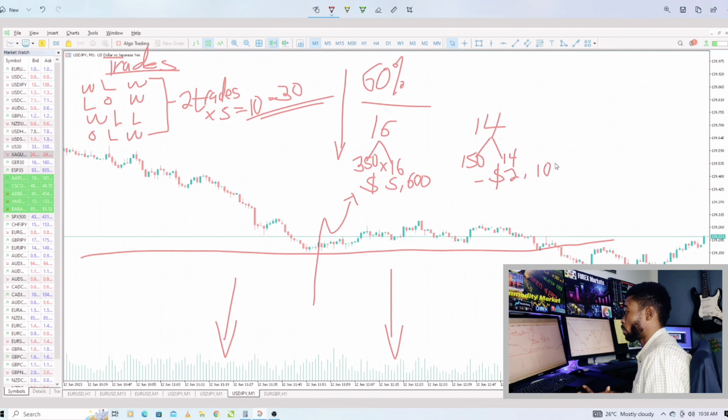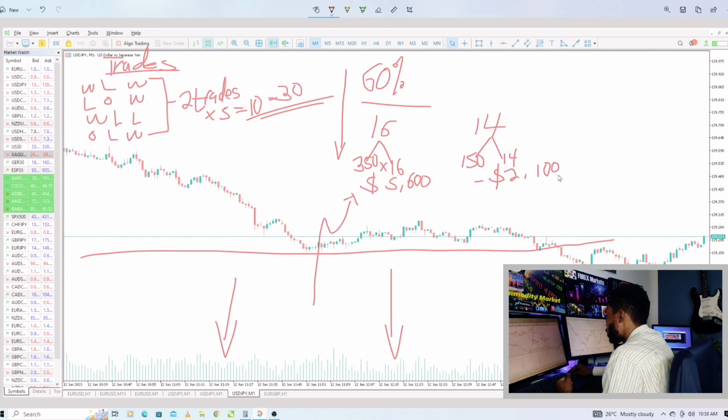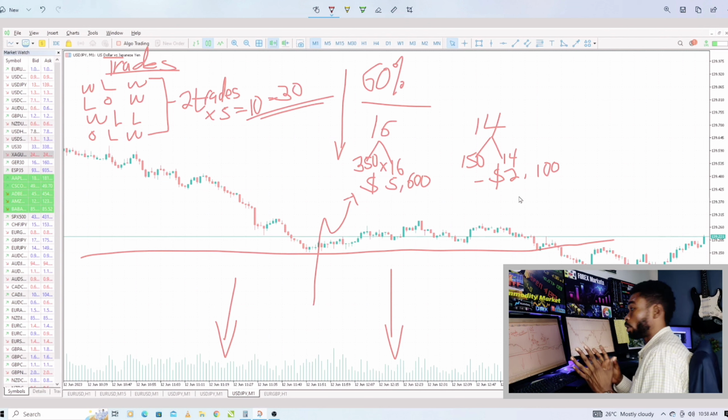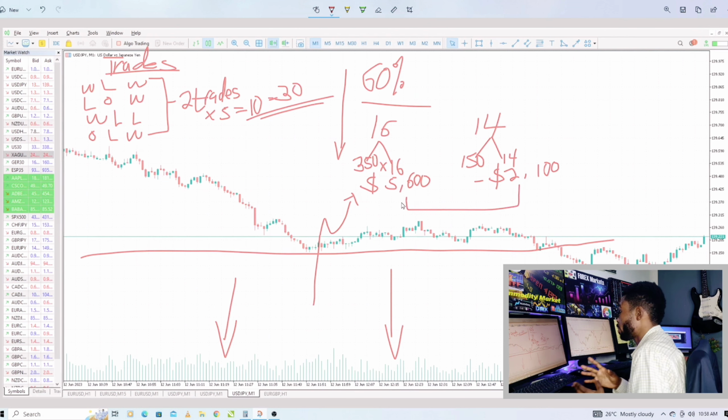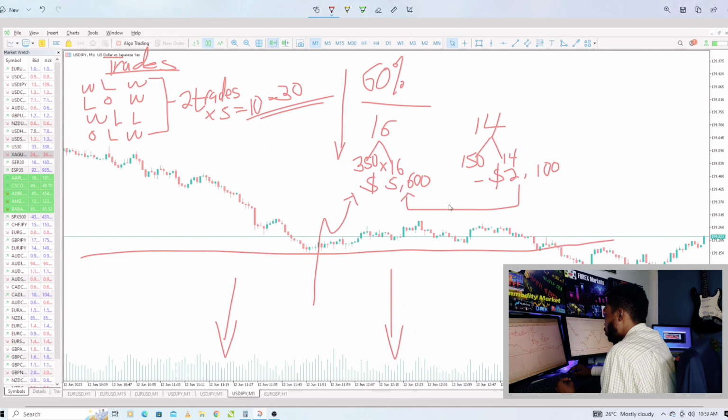See how you're going to become profitable. Now you take all the losses from the wins, because all losses must be accounted for. So you take all the losses from the wins, which means 5,600 minus 2,100. Let's see if you're going to be profitable. Profit of 3,500.